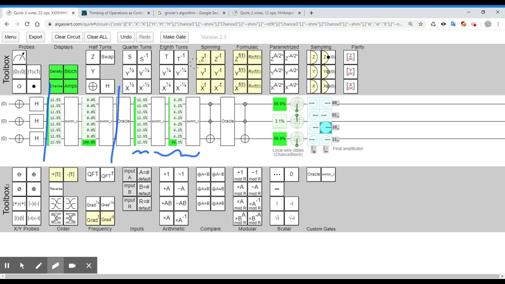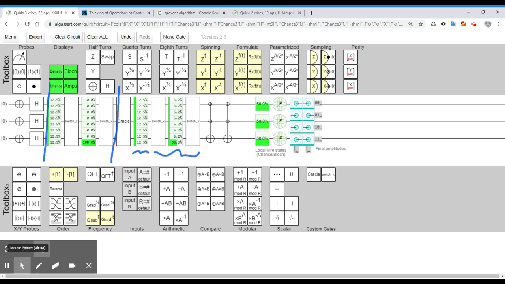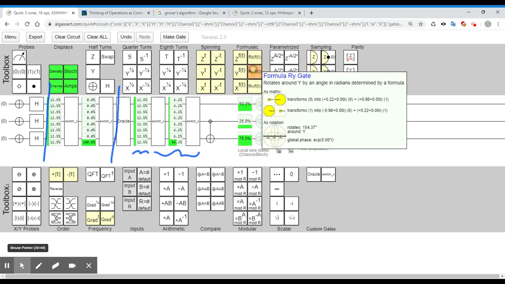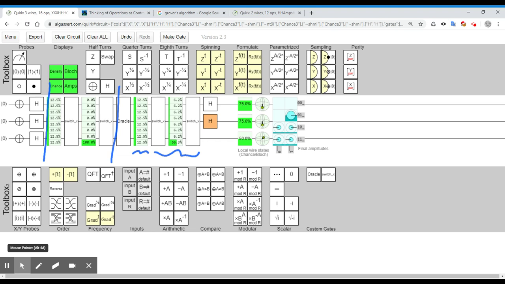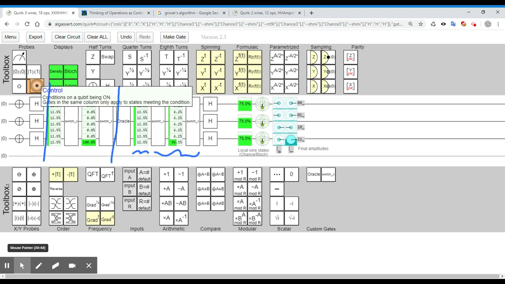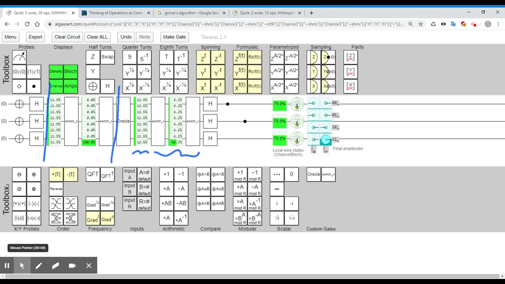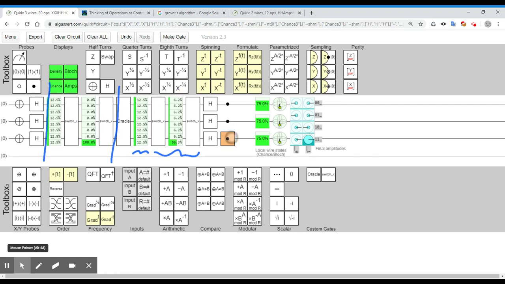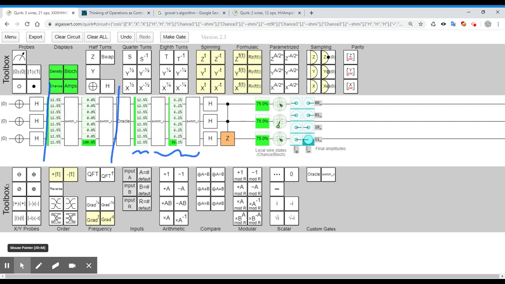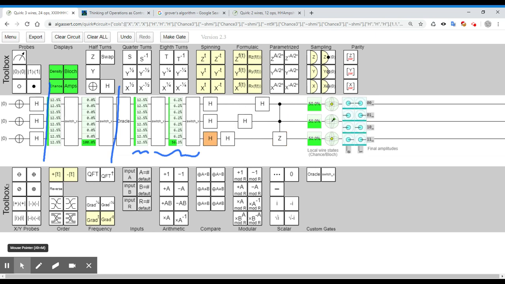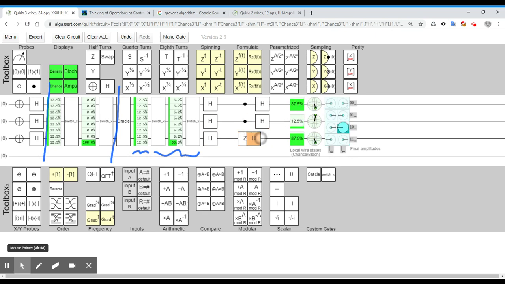But in reality, let's get rid of these for a second. In reality, what's really happening here, remember, is you've got a Hadamard, Hadamard, Hadamard. Then you've got a control Z, and then you've got another Hadamard. That's really what it is.